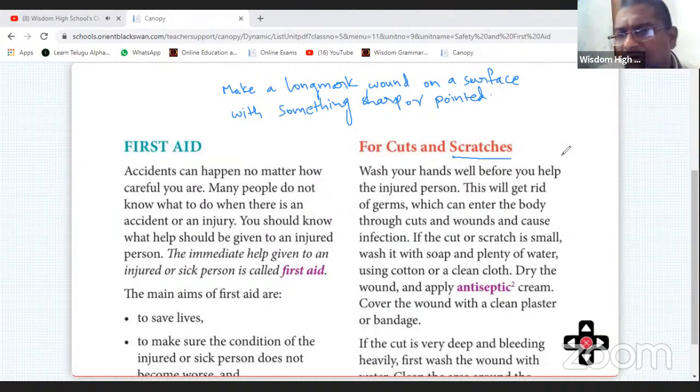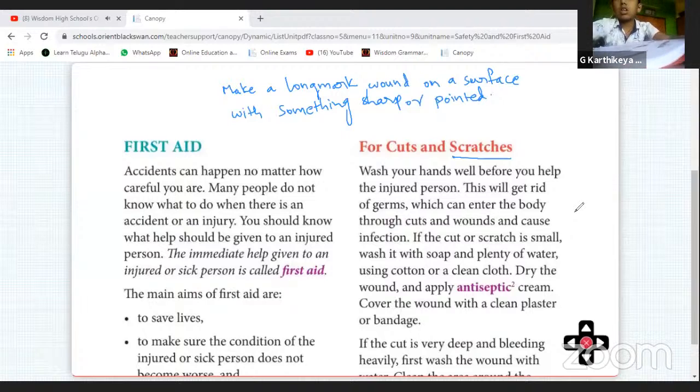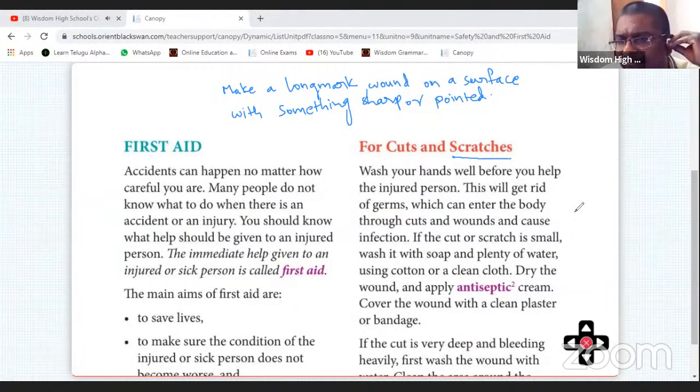Okay, dear children, concentrate. Everyone, open your videos, sir. So concentrate on the topic. What is the meaning of scratches? Make a long mark, a wound on your surface with something sharp or pointed. Okay, sometimes you can identify that. Karthikeya, listen here.